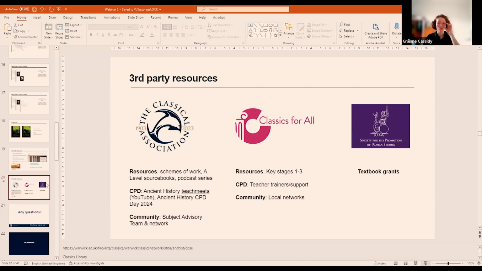Thank you. So just to come in off the back of what Alex has just mentioned about some of the third-party resources, I just wanted to draw on a couple of extra organisations which I have previously mentioned in previous webinars. At the CA, we are working hard to make sure that we're supporting new and experienced ancient history teachers, both at GCSE and A-Level, and we're currently working on putting together exemplar schemes of work for both key stages, as well as source books for A-Level. And we also have a podcast series that supports the A-Level specification.